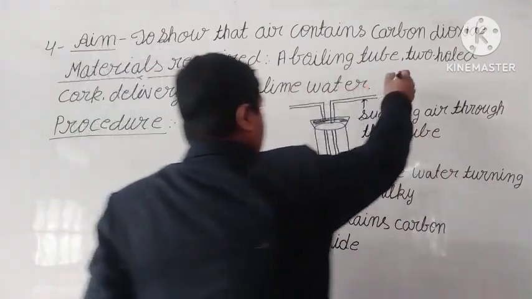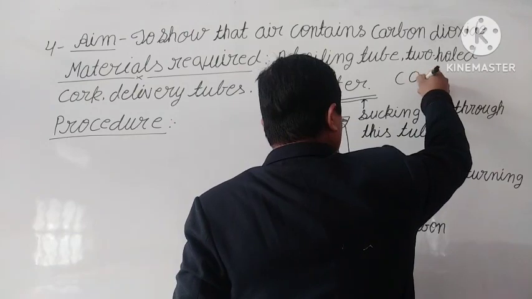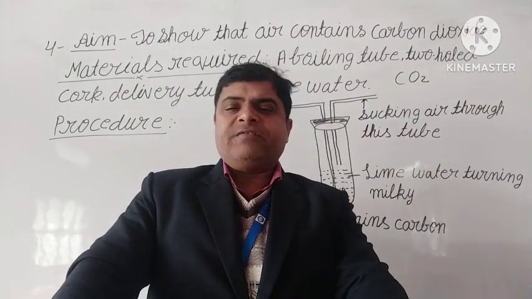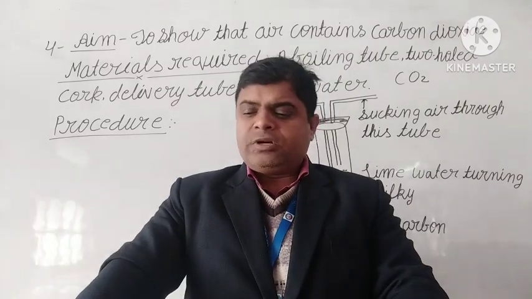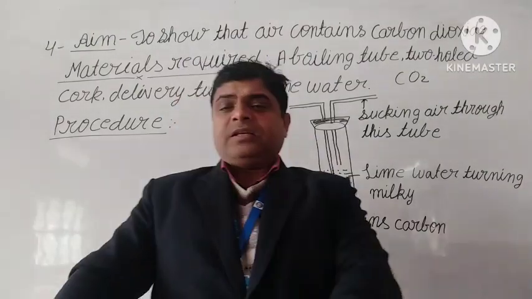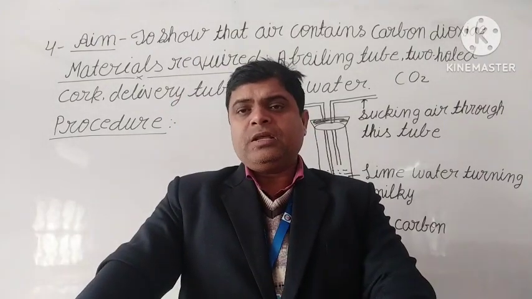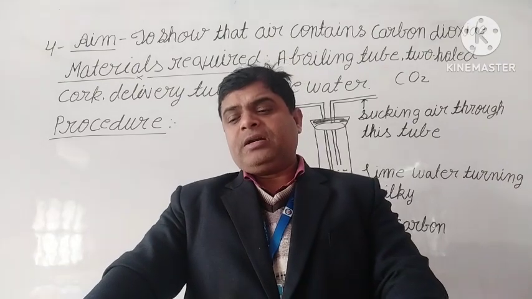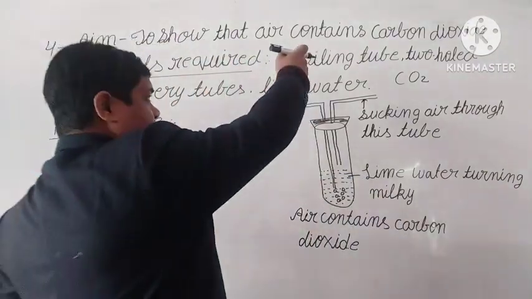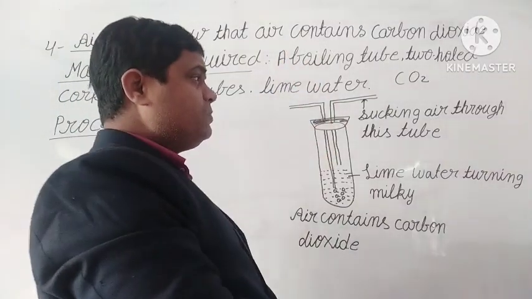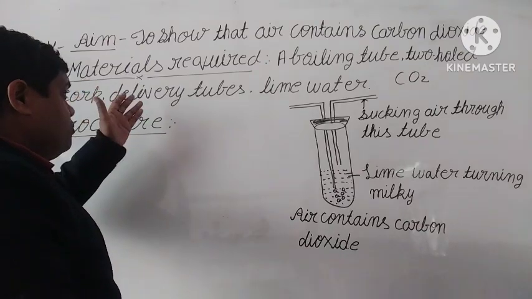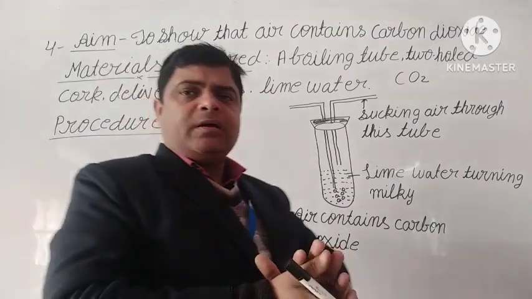You know, the carbon dioxide formula is CO2, meaning one carbon and two oxygen joined together to form carbon dioxide. Students, it's a very easy process and we can easily do this experiment at home. Clear? So we need some important material. What is the material? We need a boiling tube, a two-hole cork, tubes, and lime water. Clear?